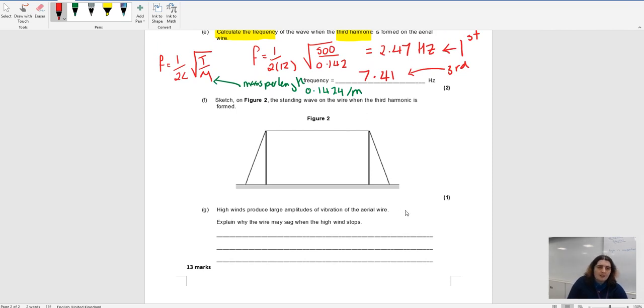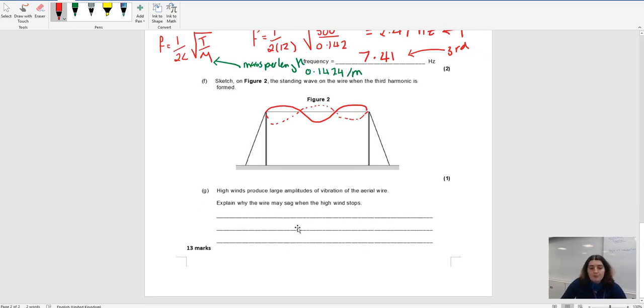So sketch, I love these ones. Sketch the third harmonic. So basically I normally just draw like this, and you should have 3 bumps like that. There you go, with nodes at each end. So there we go. That's just the third harmonic there.